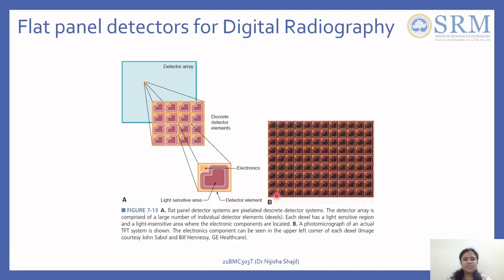So this is again the electronics in here. This is the detector array. Inside the detector array, you have multiple elements, and inside the multiple elements, you have the light sensitive area, the detector element. Everything will be seen pixel-wise, so you will be able to see the image.